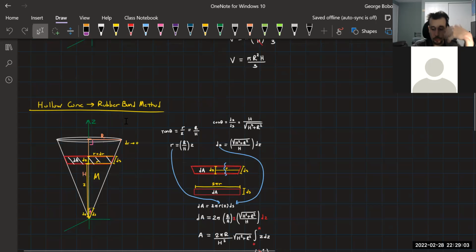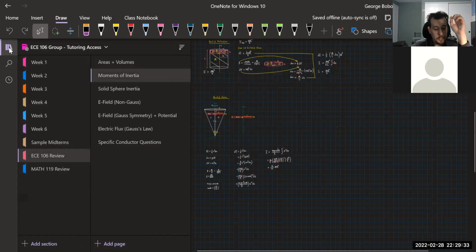Another thing I want you to have in your mind is the discussion I had with Kelly about building blocks. Think of your building block as something that you will smear to fill the thing that you want to fill. Here the building block is a rubber band, because I'm going to smear it throughout the surface of the cone and fill it. That way I'm going to find the surface area.